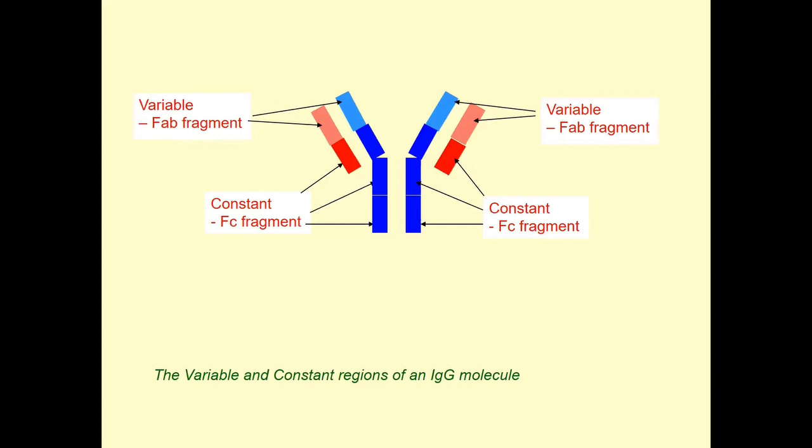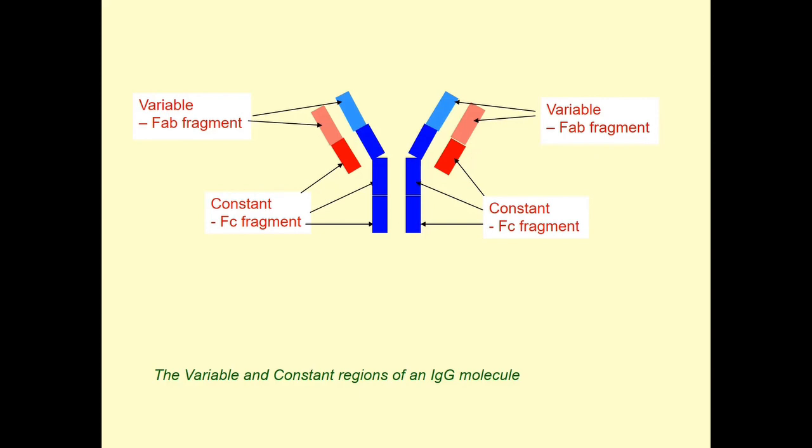Each of the light and heavy chains in an antibody has different regions or domains. They're either a variable domain or a constant domain or region. So we can see the variable and constant regions of a typical IgG molecule in this diagram. The variable region contains the antigen binding site. This site is found in the N-terminus of the polypeptide chain at the tip of the arms of the Y molecule. The N-terminal half of the heavy chain and all the light chain together make up what we call the Fab fragment or antigen binding fragment.